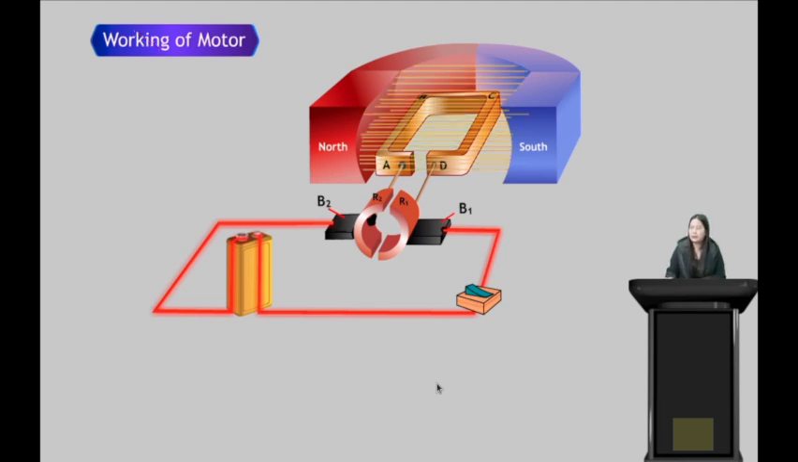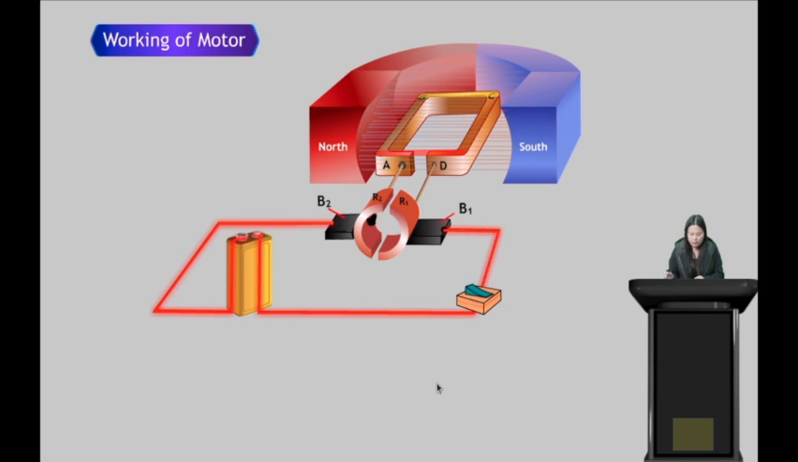So first, we have this magnet. The direction of magnetic field is always from North Pole to South Pole. Yes, students, so this is the direction of magnetic field. So here we see from North Pole to South Pole, so the direction of magnetic field is in this direction.